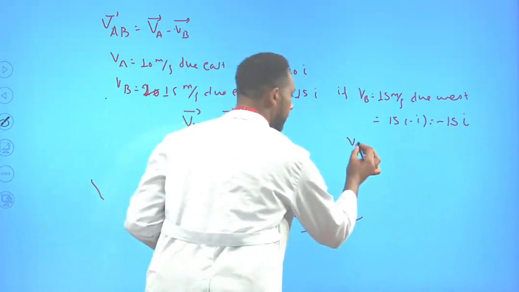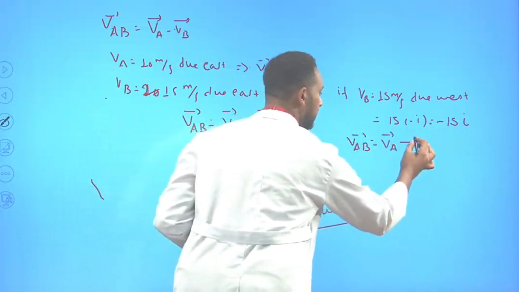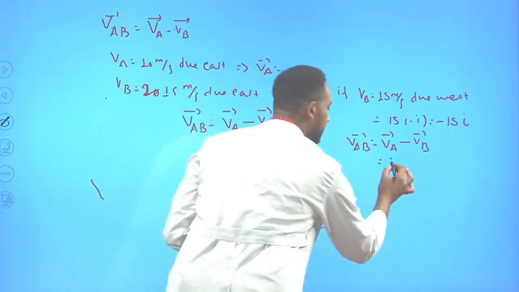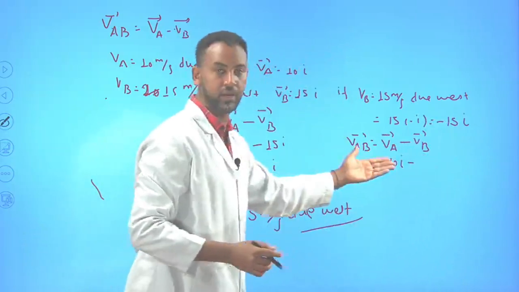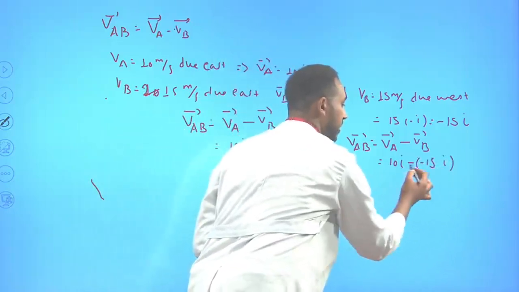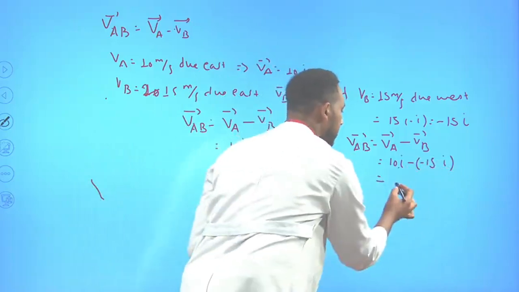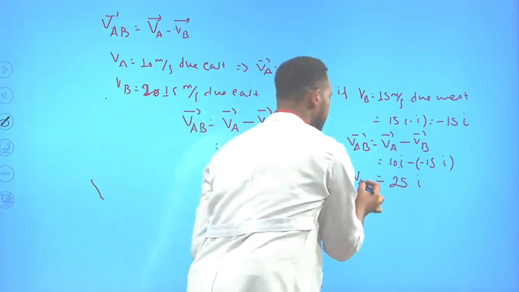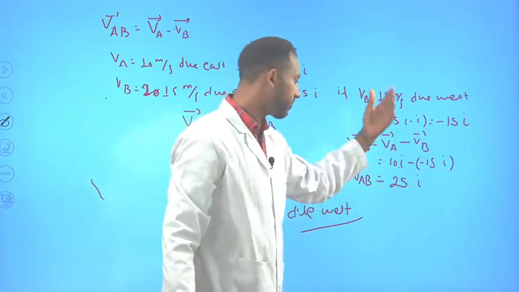Therefore, the relative velocity of car A with respect to B, the general equation is given to be VA minus VB. Now, when you are trying to substitute, it is 10 in the i minus the velocity of car B, which is negative 15 in the i. Okay, both are along i, so we can add these two. When you add these two, you have 25 in the i. The relative velocity of car A with respect to car B can be determined to be 25 in the i.